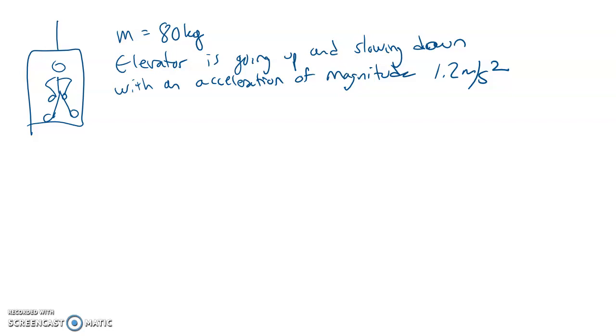I'm going to show you how to do two different types of elevator problems in this video. The first one, we're going to figure out the apparent weight of the rider, and in the second one, we're going to figure out the acceleration of the elevator. So here's our first situation.